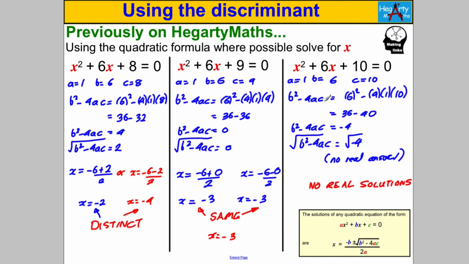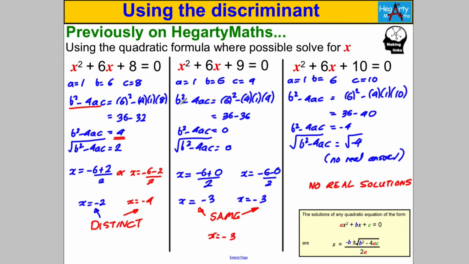Okay, did you get the following answers? For the first one, the first thing I did is work out b squared subtract 4ac, which was equal to 4. Okay, and then I used that to substitute into the quadratic formula, and I got x is negative 2 and x is negative 4 as two distinct or different answers.